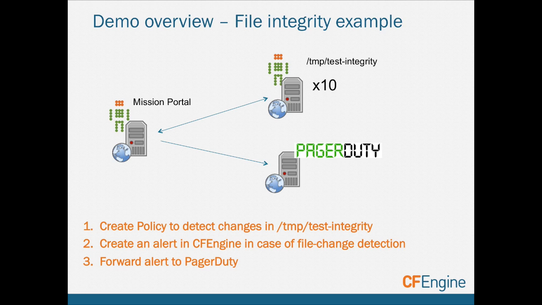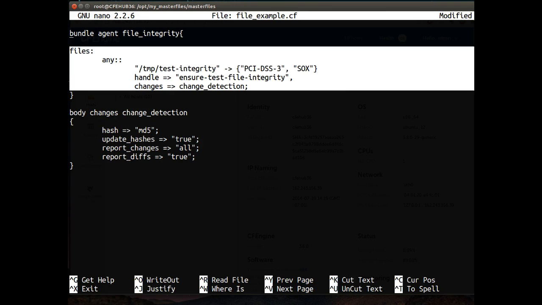To trigger an alert, we will log into a random node in our environment and make a manual change to the file we monitor. Now, let's go to the terminal to look at our file integrity policy. The first part of the policy says we want to deal with the promise type called files. The Any section means that this policy shall apply to all CFEngine managed nodes.